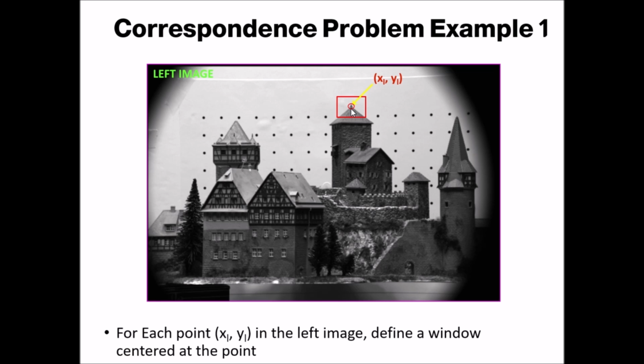So when you select any pixel, for example this one, you have to define a window, for example 7 by 7 window, 10 by 10, whatever. It's just to define a window around that pixel. So now you have this window on the left image, right? Then go to the right image.